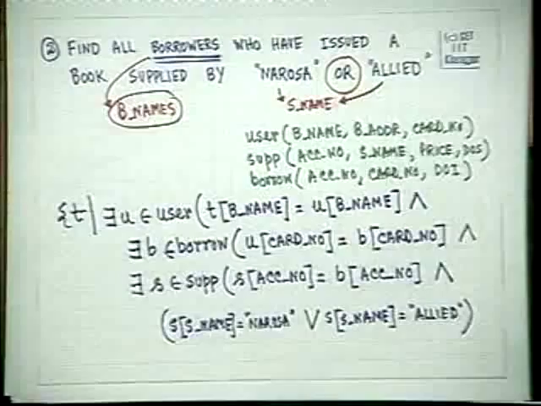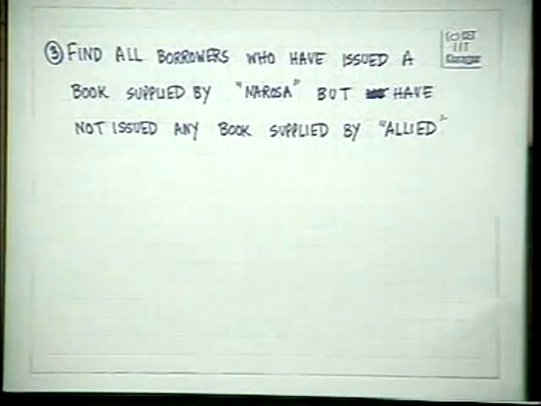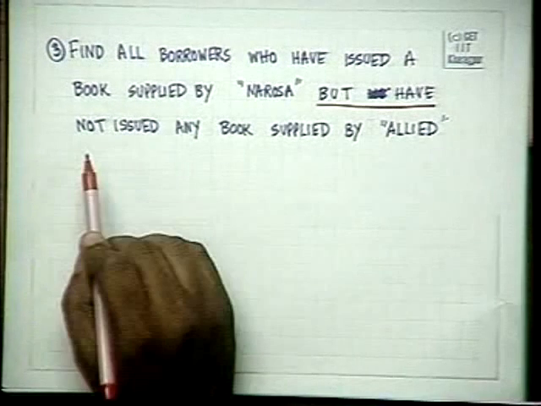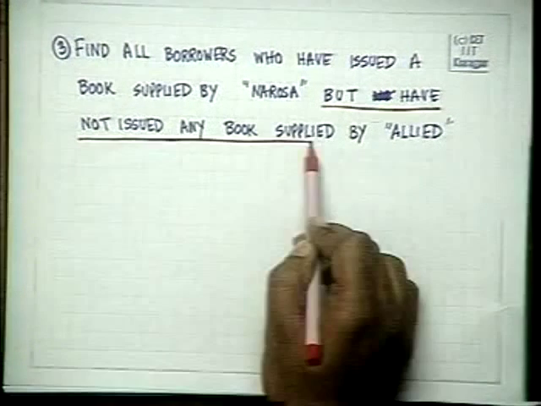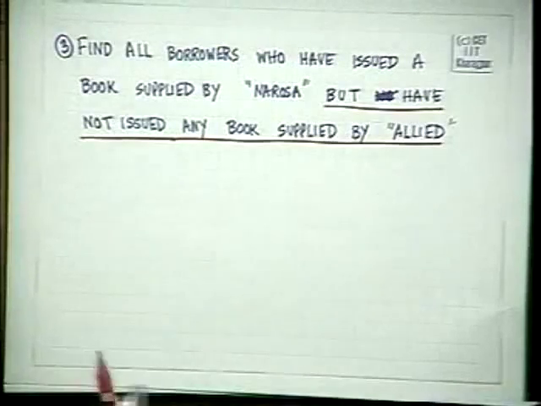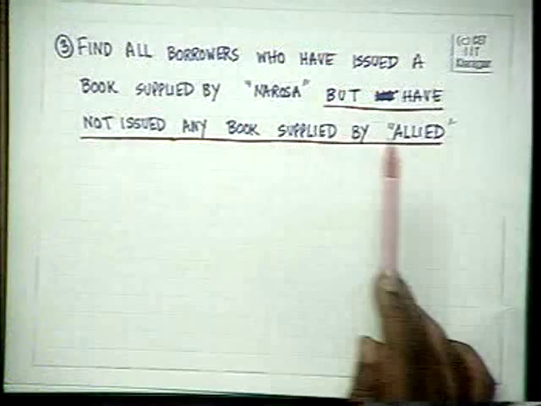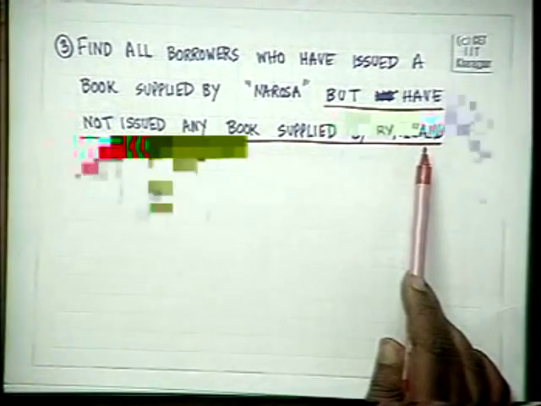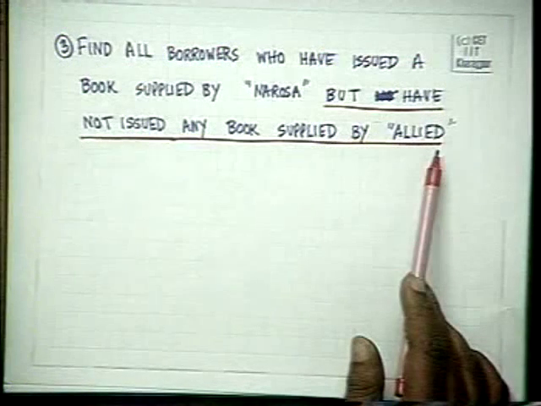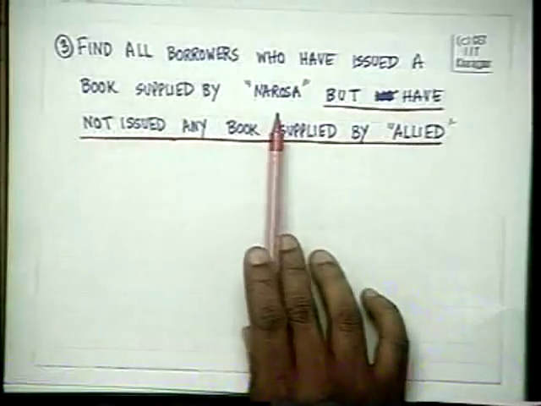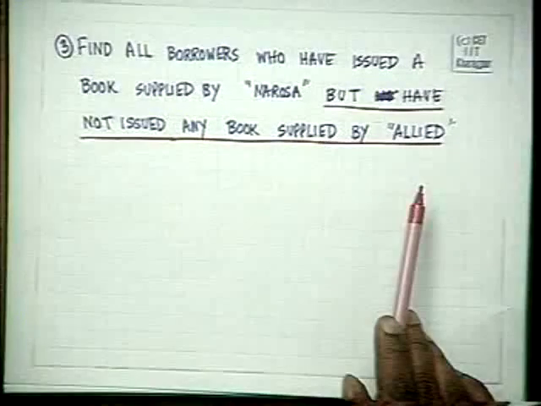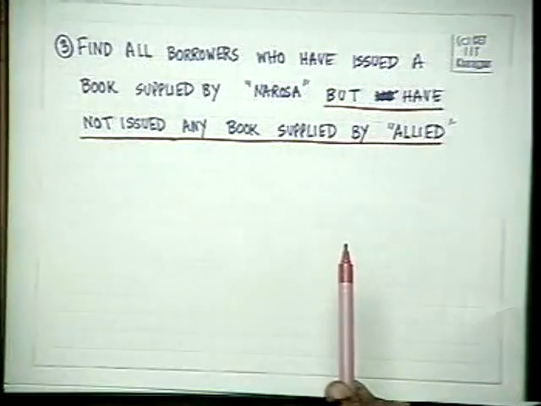A third thing which is similar to the previous but is slightly different and will require a slight change. We can now do find all borrowers who have issued a book supplied by Narosa and allied. That is easy. It is very similar to the previous one. This one is slightly different. Find all borrowers who have issued a book supplied by Narosa but have not issued any book supplied by allied. So, issued one book supplied by Narosa but have not issued any book supplied by allied.